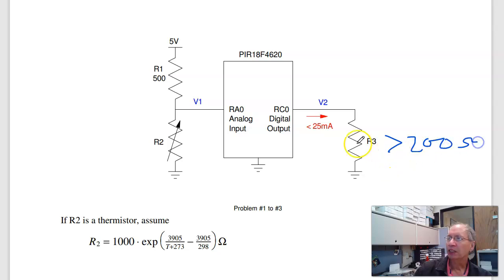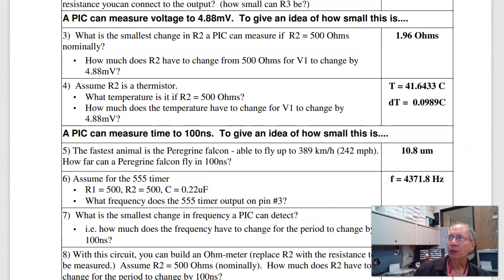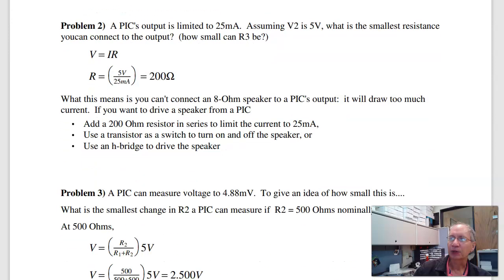What that means is that if this is an 8 ohm speaker, a PIC cannot drive an 8 ohm speaker directly. If you want to drive an 8 ohm speaker, you need to add 200 ohms to it so you don't get too much current. That reduces the volume. There are other solutions that we'll cover later, but you basically can't drive anything less than 200 ohms.